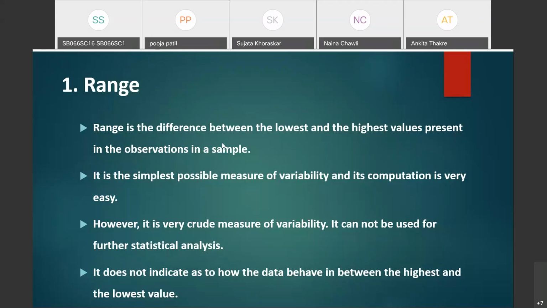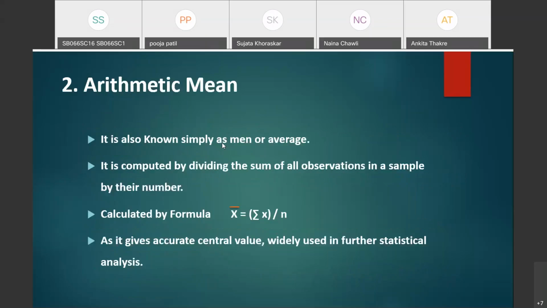That's why the range cannot be used for statistical analysis, as it is a very crude measure of variability. Also, the range does not indicate how the data behave in between the highest and the lowest value. That is the drawback of the range, and that's why its value cannot be used for further statistical procedures. That is about the range.